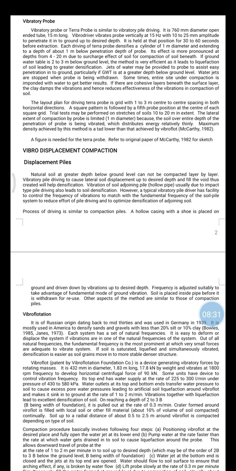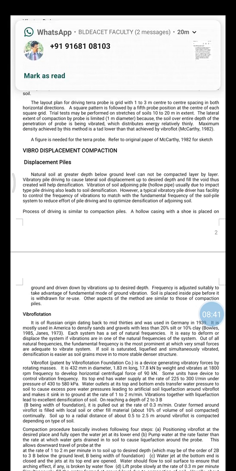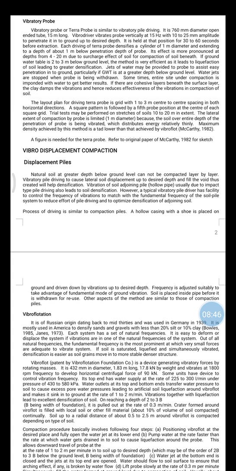Vibration of soil adjoining the pile, that is a hollow pipe, usually due to impact type of driving, also leads to soil densification. However, a typical vibratory pile driver has a facility to control the frequency of vibration to match the fundamental frequency of the soil pile system, to reduce the effort of pile driving and to optimize densification of adjoining soil.